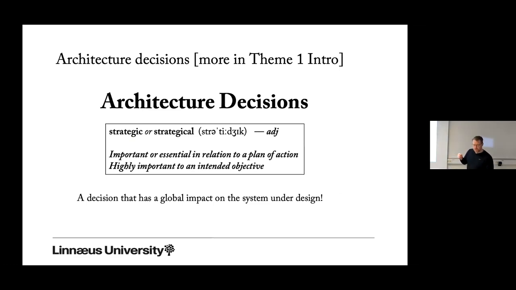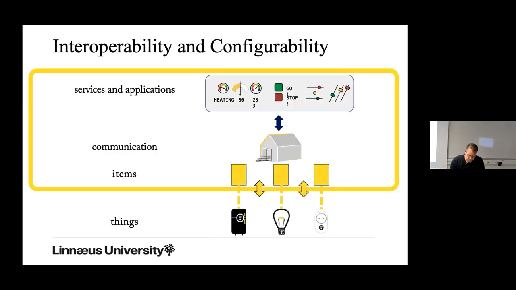And now we come to the interesting thing here, and that's the architecture decisions. So now we have architecture concerns, we have architecture requirements, and the decisions we make about these architectural requirements in order to realize them, that's our architecture decision. In principle, one could use this distinction here. It has some global impact, as opposed to local. Global can be part of a system; it doesn't have to be the entire system. There is more information on this in the other lectures in this theme. This is just scratching the surface of this topic. But let's go to interoperability and configurability.